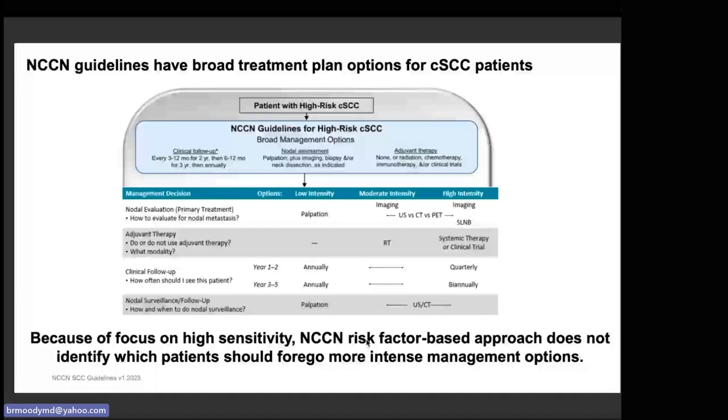And it's things as simple as, how often do I see them? Can I palpate their nodes, or do I need to image their nodes? So the guidelines don't really help because they're so broad. And that's because the outcome, even within certain risk categories, is very broad.